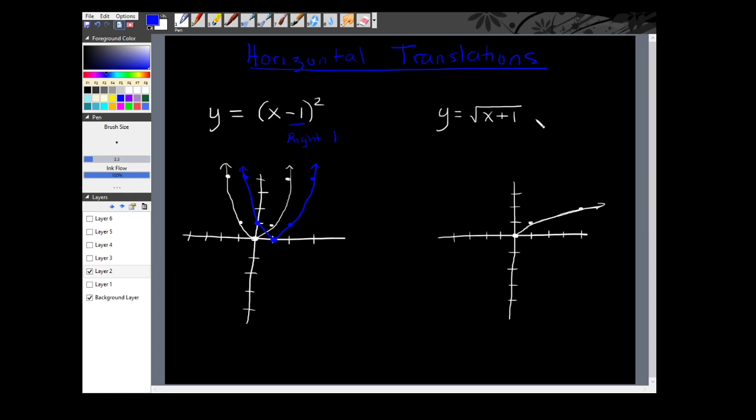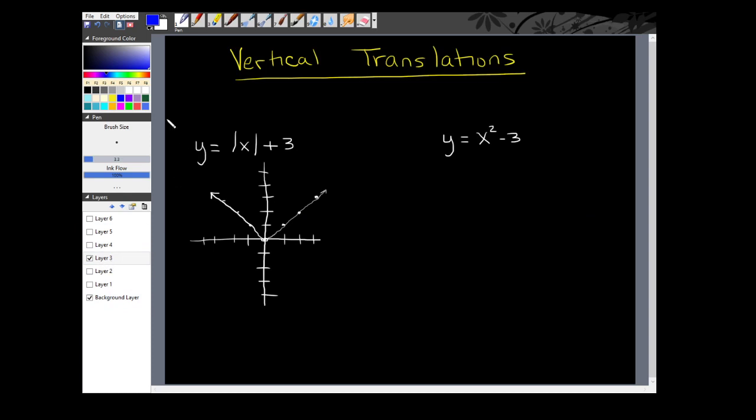Alrighty, now this one, this is a square root function, which looks like this. It has a +1 inside the grouping symbol. So this is telling me I'm going to be going to the left by 1. So we will take all of our little anchor points and scoot them left by 1, and then draw your graph. Our next transformation is a vertical translation.